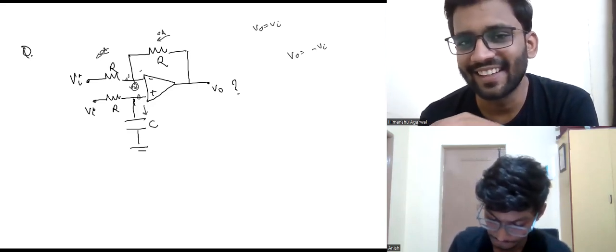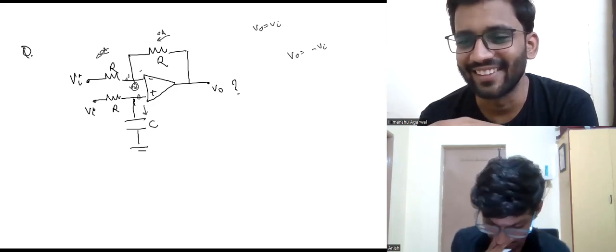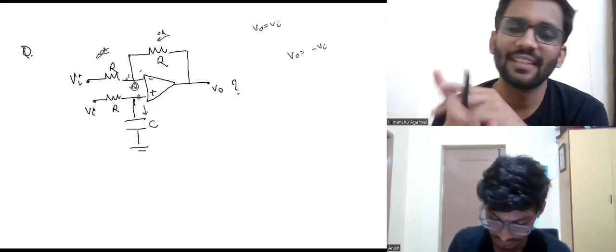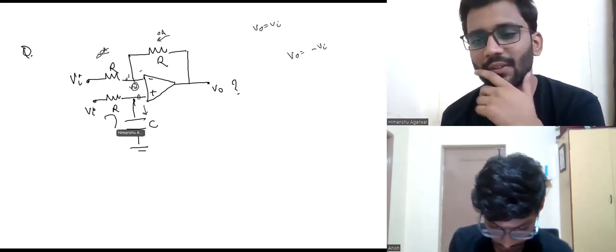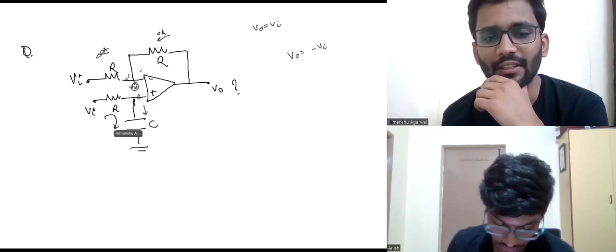So it's a standard circuit. I guess you know it already. It's basically an all pass filter. So let's analyze it. Now tell me the location of the pole for this circuit.